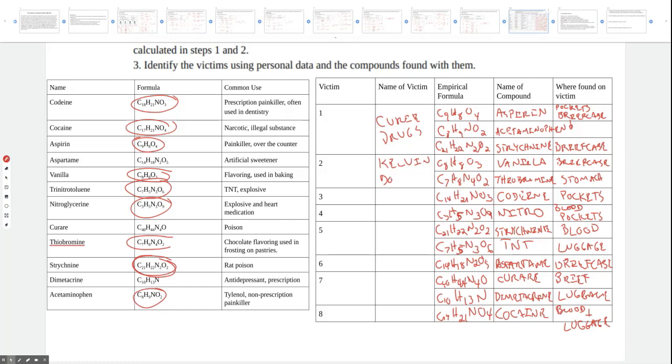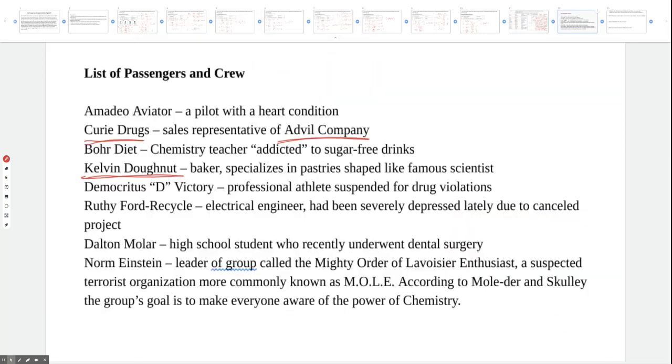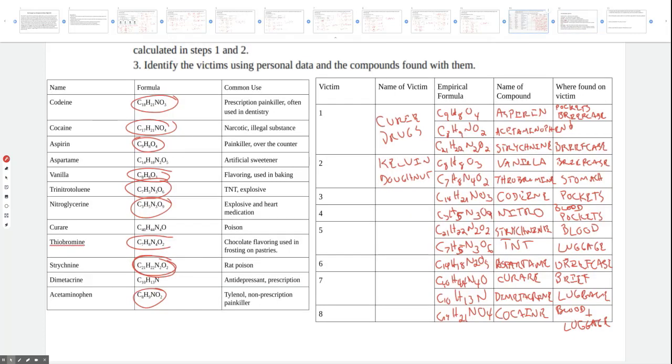All right, 2 down. Next, someone who had codeine in their pocket. Well, codeine is a painkiller, so we have the professional athlete suspended for drug violations, and then we have someone who's severely depressed, and we have somebody who recently underwent dental surgery. So that is very likely to be where you might use codeine. Dalton Moeller.